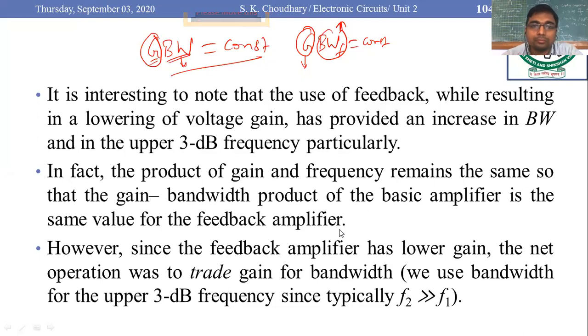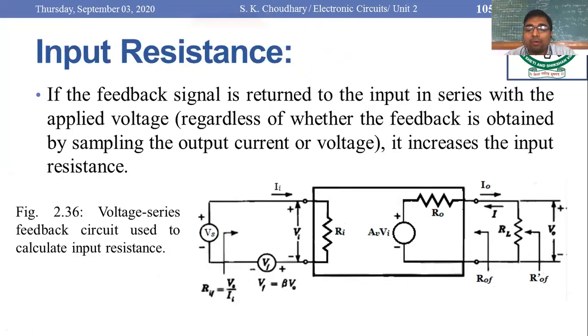Now, these are the four characteristics we have seen. Now the fifth characteristic, improvement in input resistance. This is another characteristic of negative feedback. So you can see the diagram. One of the diagrams has been shown on the screen. That is a diagram of a voltage series feedback circuit used to calculate the input resistance.